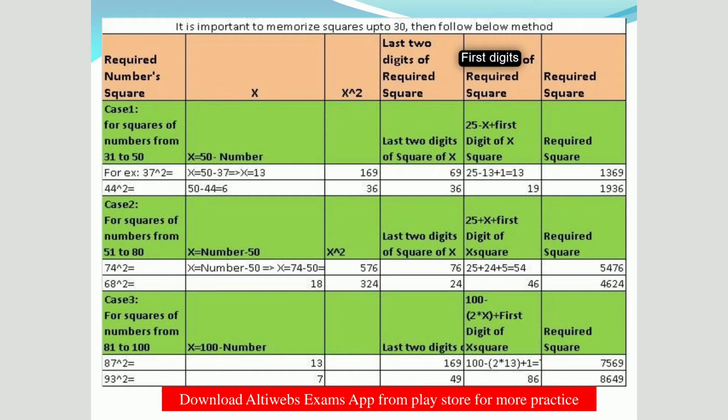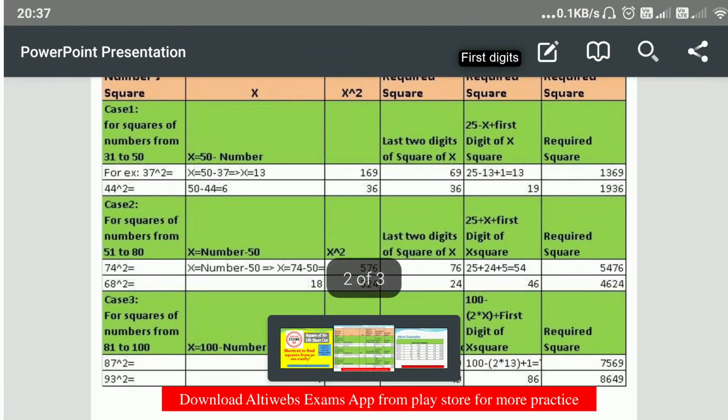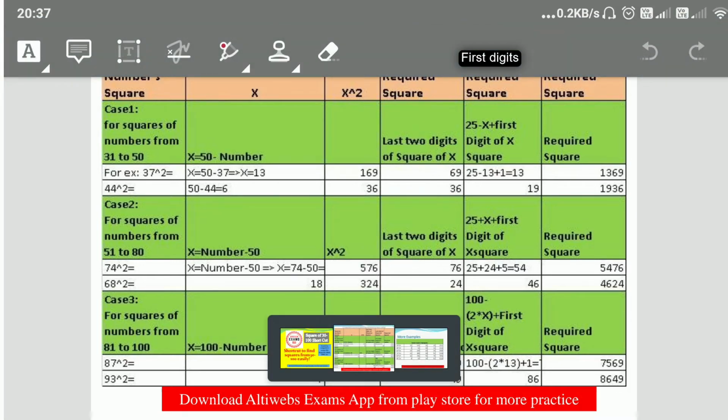For example, you want to find the square of 37. For finding 37 square, first you have to find the number called x. X is nothing but 50 minus 37. So 50 minus 37 is 13, and you have to find x square, which is 13 square. 13 square is 169.